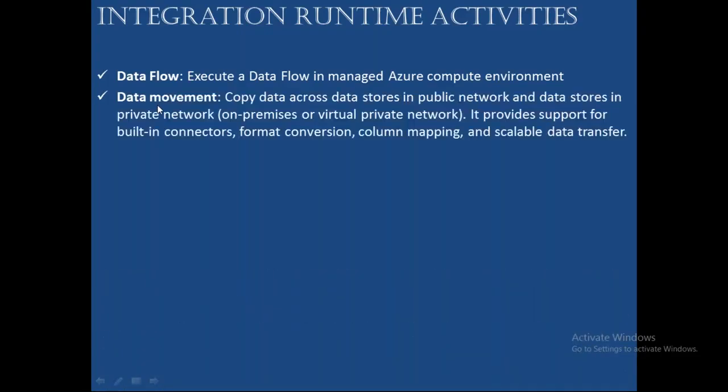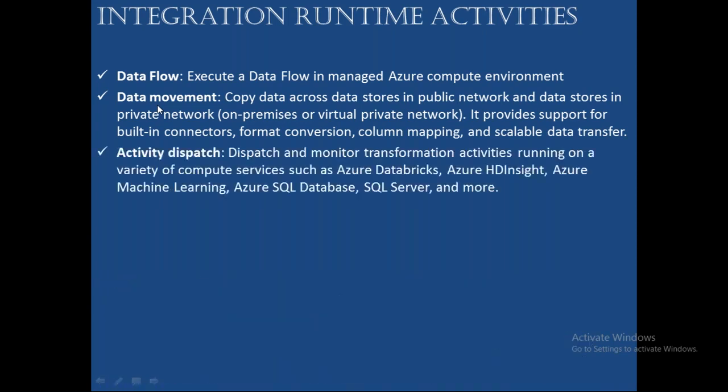Next, for data flows you are going to use an Azure integration runtime. For data movement, it depends from where to where, from which network to which network you are moving the data. We need to use the integration runtime. Activity dispatch means you are not executing the activity, you are just dispatching the task to some other server. For example, I am calling a Databricks notebook. You are just dispatching the job. You are just telling it to start the job, but the job will execute on a Databricks cluster.